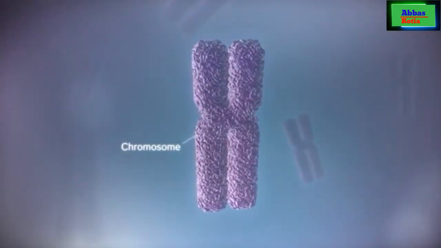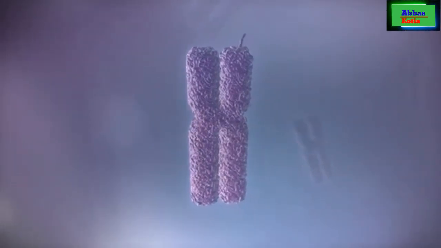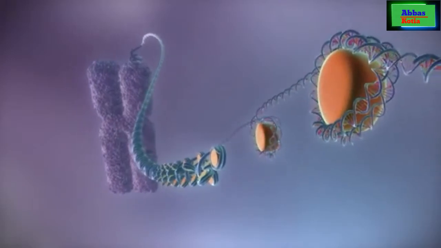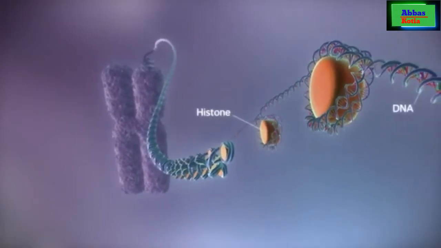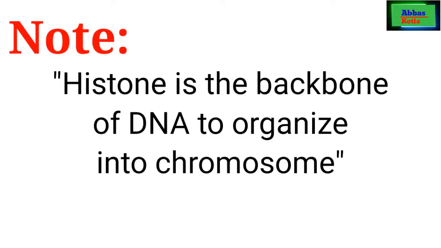Each chromosome has a long strand of DNA which is tightly bound with a protein known as histone. So what is histone? A protein around which DNA coils to form chromatin. Without histone, DNA could not organize into chromosomes. So histone is the backbone that allows DNA to convert into chromosomes.